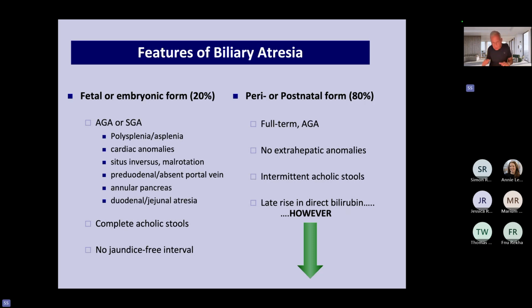In the more common peri or postnatal form, these are full-term AGA infants with no extrahepatic anomalies, intermittent acolic stools, and they generally have a late rise in direct bilirubin. However, do they really?